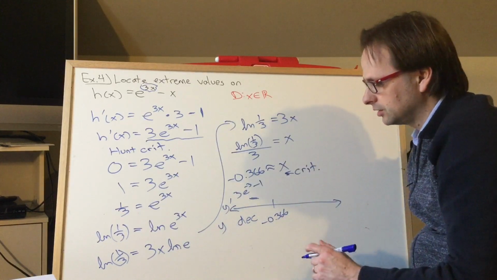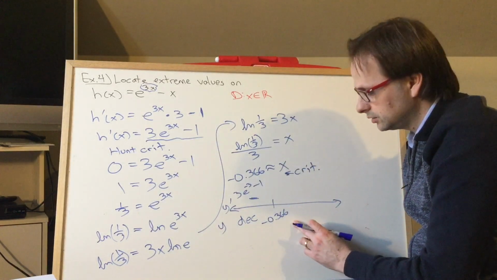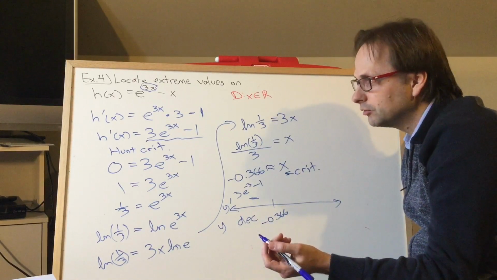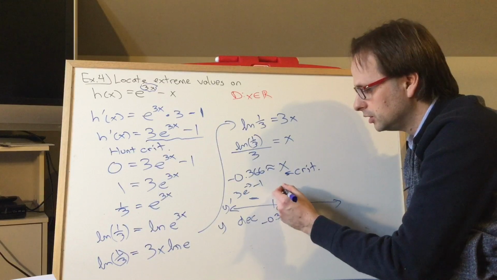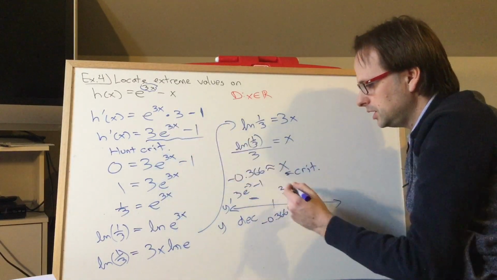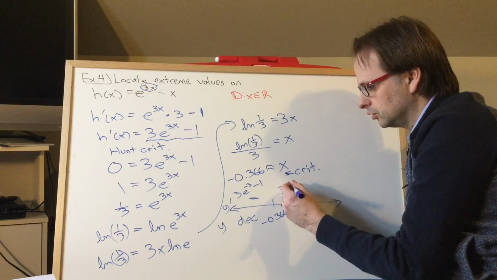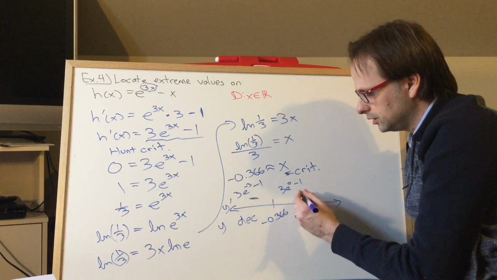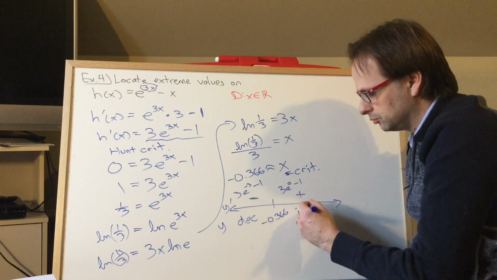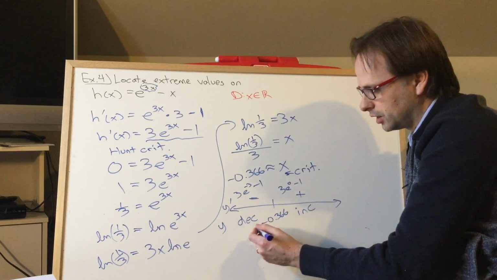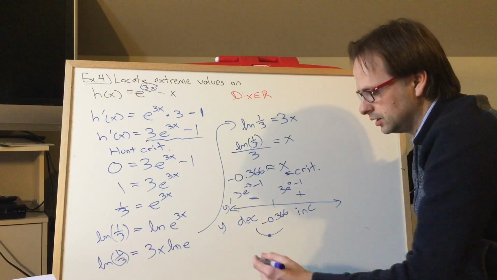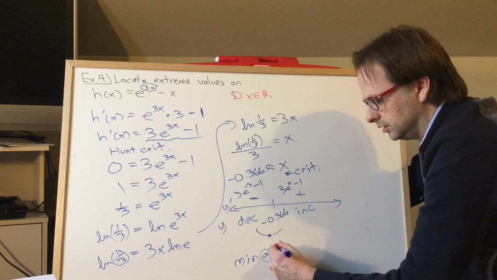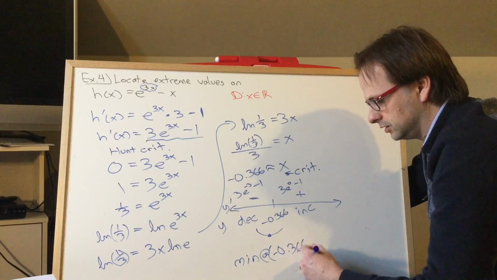Depends what happens next. Okay, now we can plug in something that's bigger than negative 0.366. You might as well make it easy for yourself. Choose the easiest possible number. Choose 0. So that'll be 3 e to the 3 times 0 is just 0, minus 1. e to the 0 is just 1, so 3 minus 1 is 2, or most importantly, it is positive. We're increasing. So we've gone from decreasing to increasing. We must have found a minimum at negative 0.366.